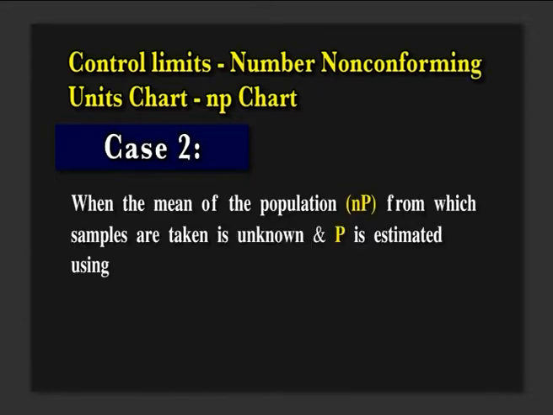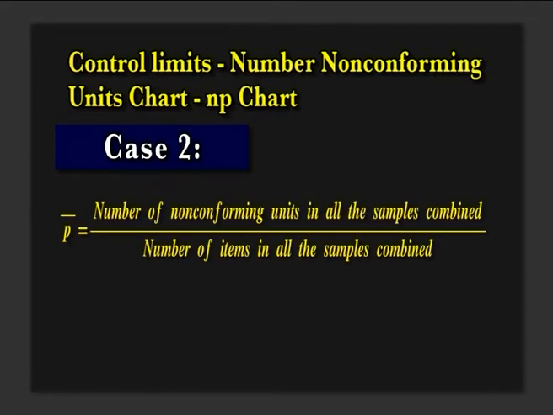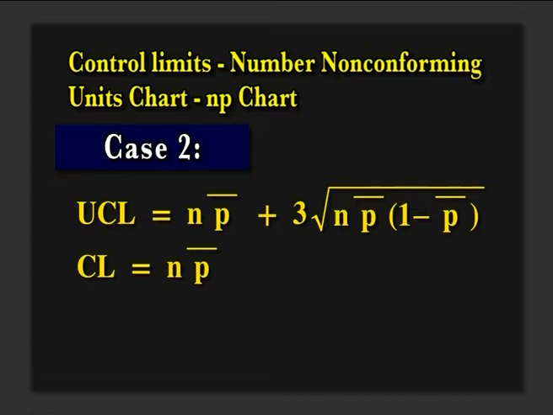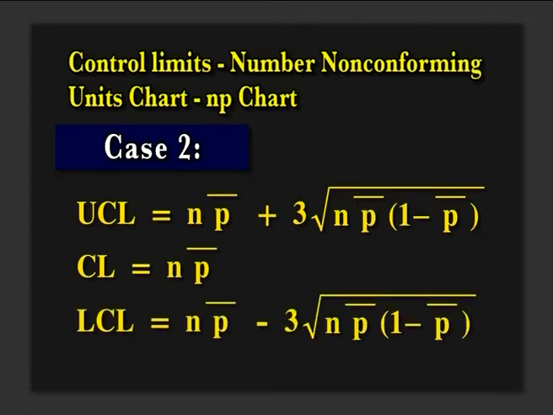Case 2: when the mean of the population np from which samples are taken is unknown and p is estimated using the formula p bar is equal to number of non-conforming units in all the samples combined divided by number of items in all the samples combined. Then the UCL is equal to n p bar plus 3 times root of n p bar into (1 minus p bar), the central line is equal to n p bar, and the LCL is equal to n p bar minus 3 times root of n p bar into (1 minus p bar).